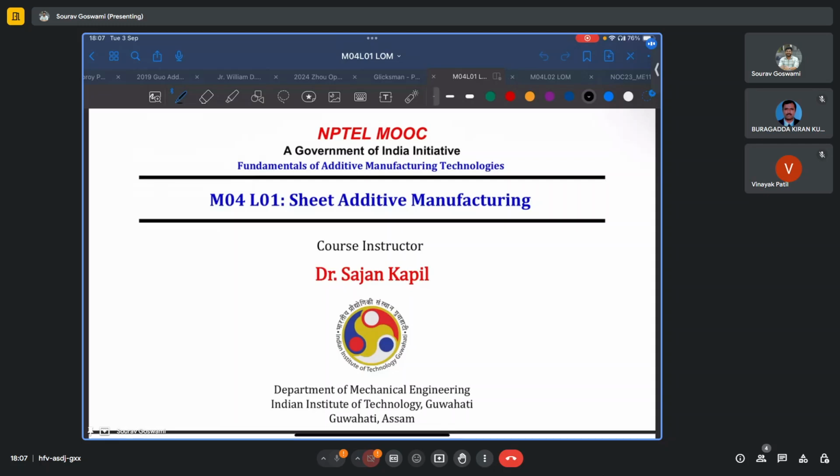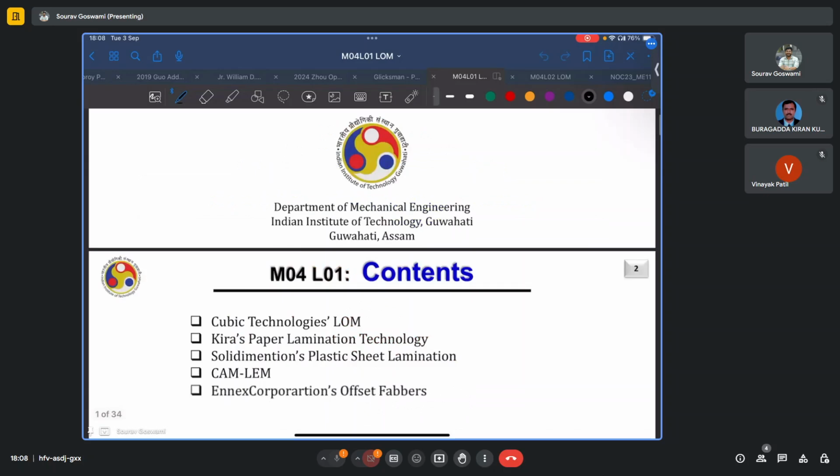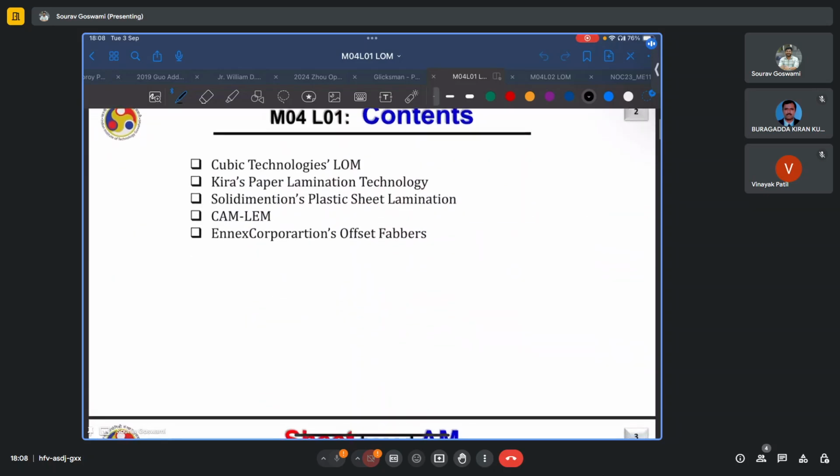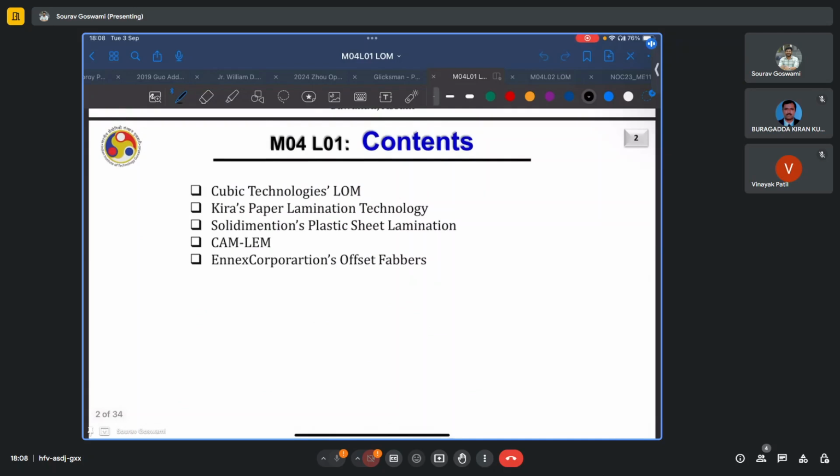Last week, we finished talking about liquid-based additive manufacturing processes, that is, all processes that used liquid as their raw feedstock material. And this week, the lectures covered sheet-based additive manufacturing processes, or those processes which used sheets as their raw feedstock. Some of these technologies were Cubic Technologies' laminated object manufacturing or LOM, Kira's paper lamination technology, Solid Dimensions' plastic sheet lamination, CAM-LEM, and NX Corporation's offset fibers.